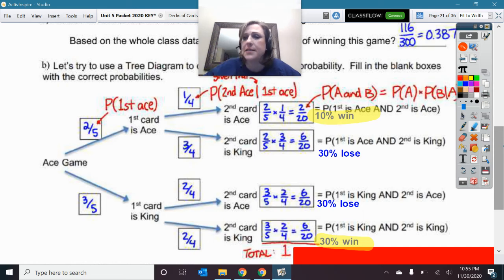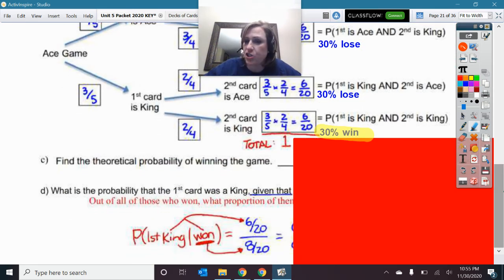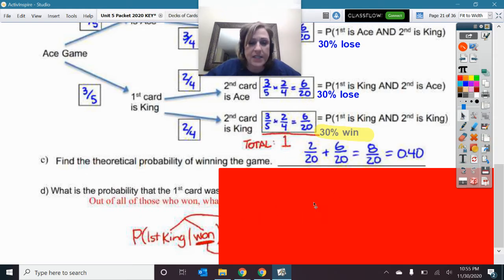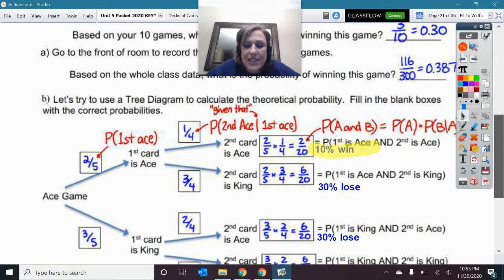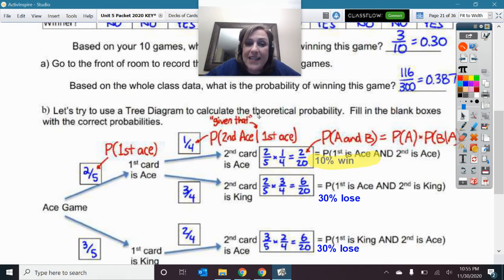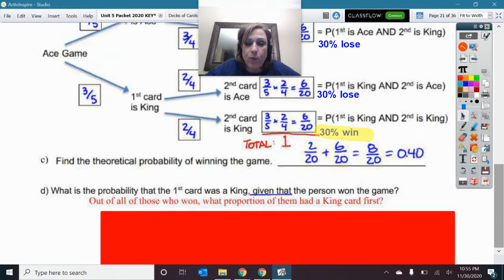All right, but we did that here with this conditional demonstration. All right, so let's see what else we have. So again, that theoretical we said was 40%. So let's take a look at this. What is the probability that the first card is king, given that the person won the game? Interesting. Okay. So this given that is this new idea that we're introducing, this conditional probability, conditional upon the first one being an ace. Well, in this case, what is it conditional upon in this question in part D?